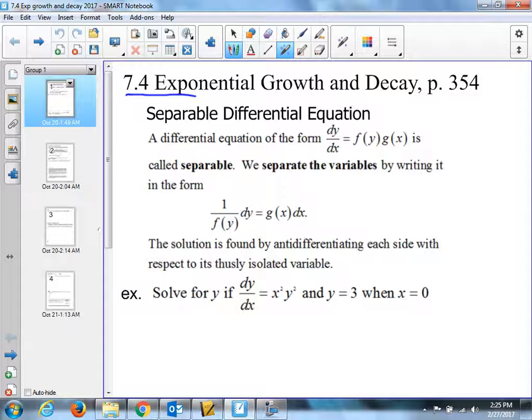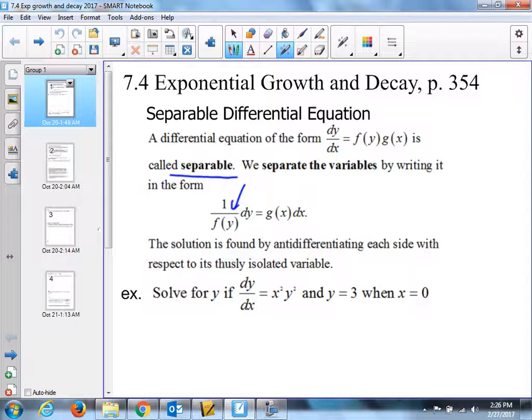Separable differential equations. Now, I've talked about separating the differentials or the variables. So, this will build on something. If we have a differential equation like this, where dy by dx is equal to something with a y in it, like y squared times x squared, or g of x, some function of x, x plus 5, whatever, we call them separable. We could separate the variables by writing it in this form.